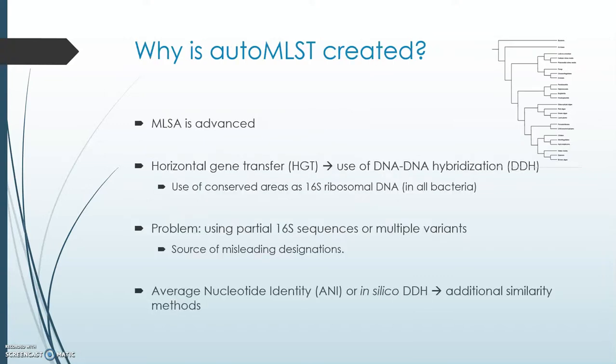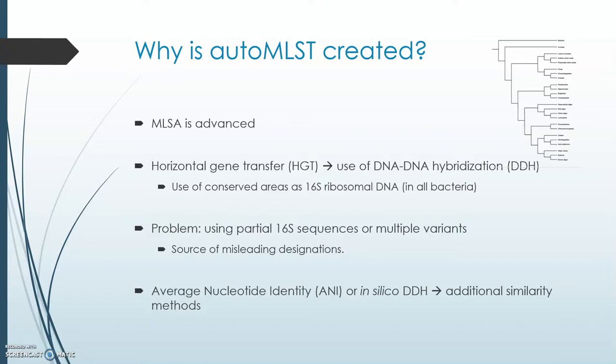And now the question, why was AutoMLST created? As said earlier, AutoMLST is a tool that uses MLSA to produce a high-resolution tree, but other methods were used previously and MLSA is the advanced version of them. Some of the earlier methods were horizontal gene transfer, or HGT, and that served as a powerful tool to discriminate species with the use of DNA-DNA hybridization methods, or DDH.